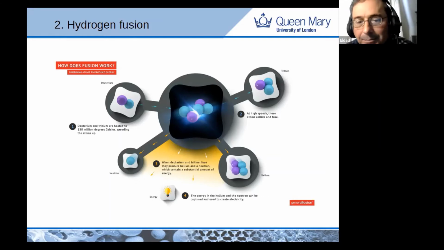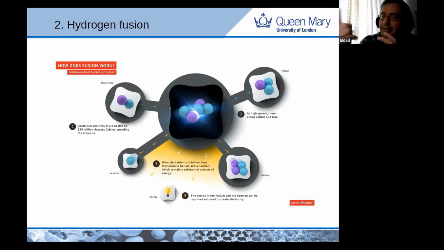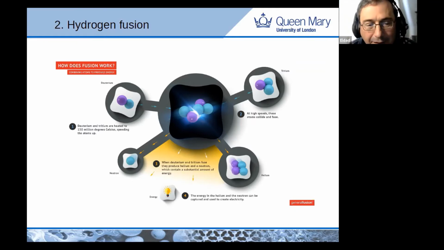And then we have high speeds, and these nuclei, either we compress them like on the sun, where we use gravity to compress, or we accelerate them, so they hit each other, they collide and fuse. When they fuse, we have a generation of energy, and also we have new particles, which are helium and neutron. And what we would like is to do it in a safe way, and to be able to capture this energy, and to do it in an efficient way.